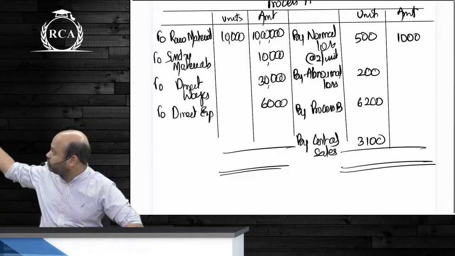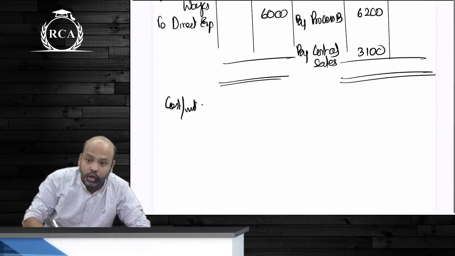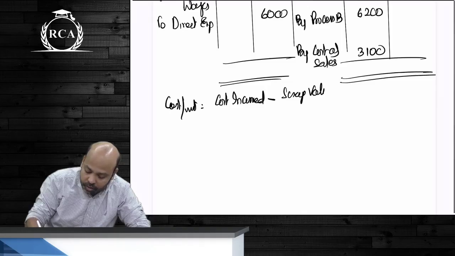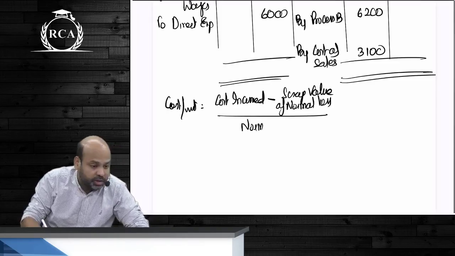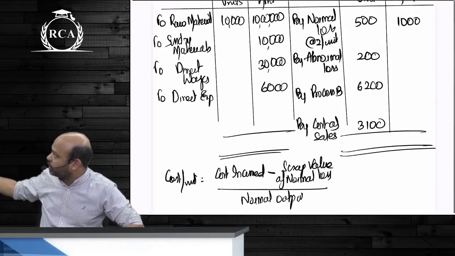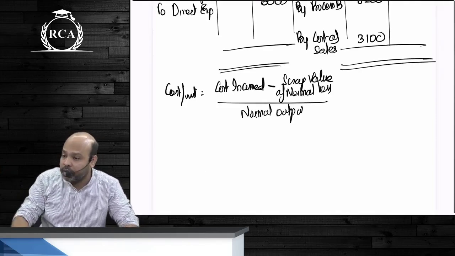Now these amounts that you have to write, beta, that will depend on what? Cost per unit. Cost per unit is always and always cost incurred minus what? Scrap value of normal loss divided by normal output. Once you compute cost per unit, write these three numbers in a different ink so that you understand that you will get these numbers only after computing cost per unit.